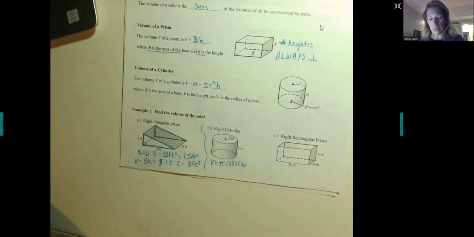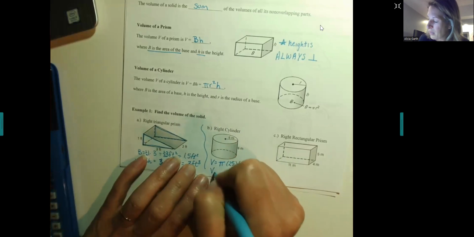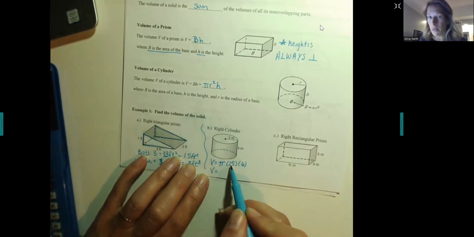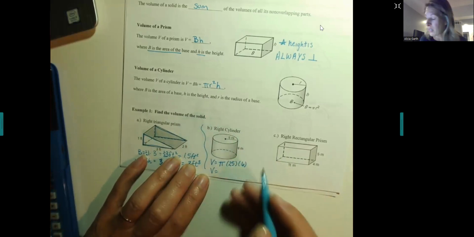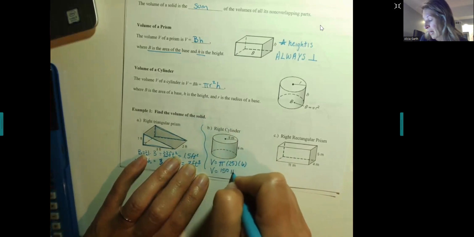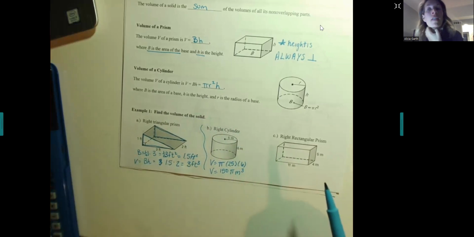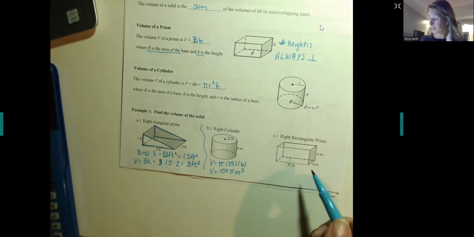So I'm going to leave it in terms of pi, and we're able to do that most times. That means my volume is 25, which is my r squared, times my height. I'm multiplying those two. I get 150 pi meters cubed. Don't forget your units, and don't forget that they're cubed.